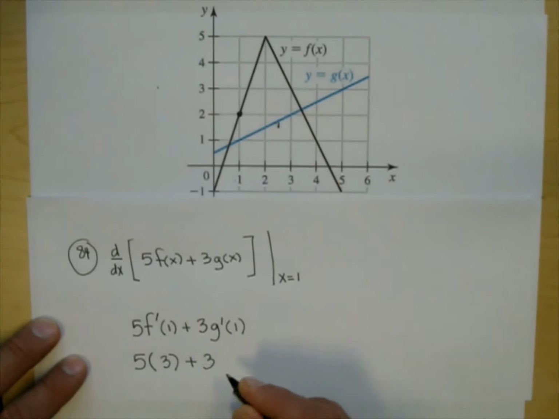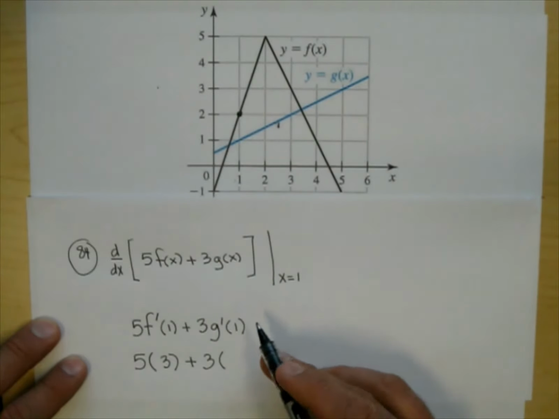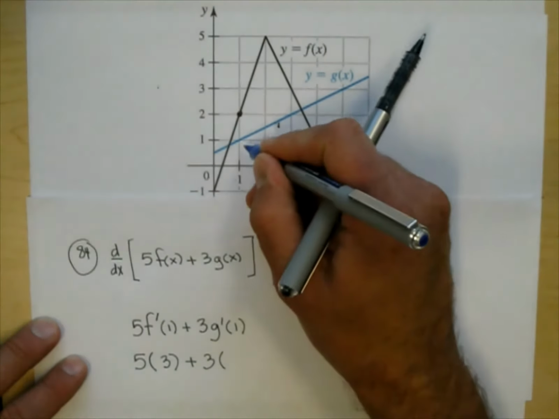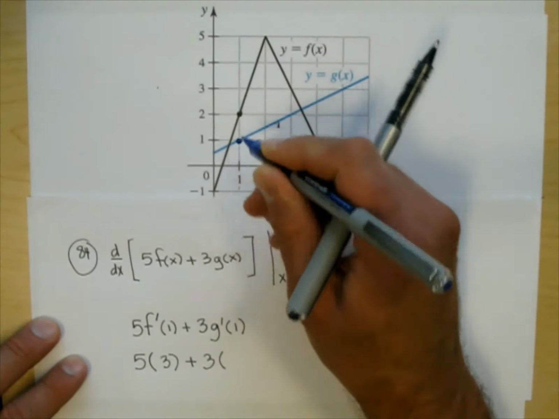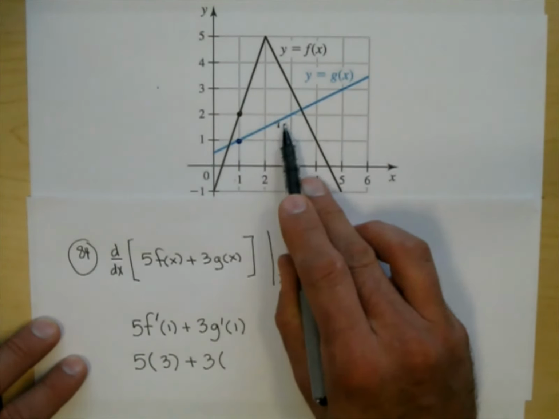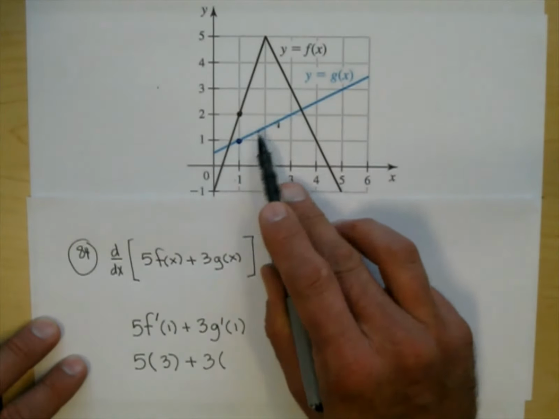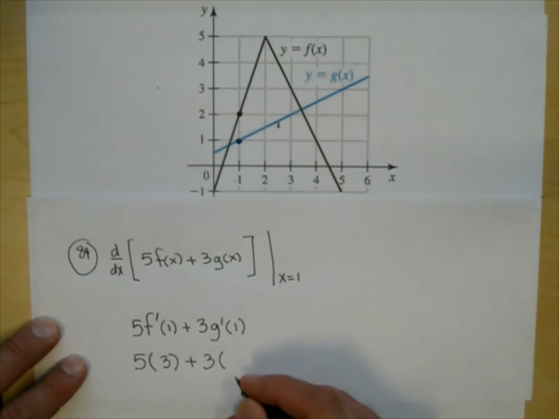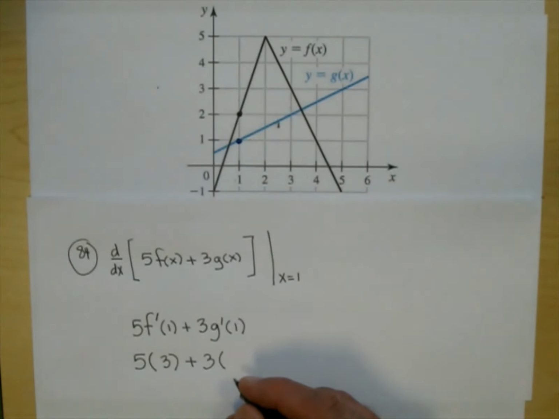Plus 3 times, not g of 1, so here's g of 1 right here. G of 1 is 1. But they want the slope at that point on the g graph. And the slope there, you go rise over run, it looks like 1 over 2. So this is 1/2. Okay, so let's go ahead and finish this up here.